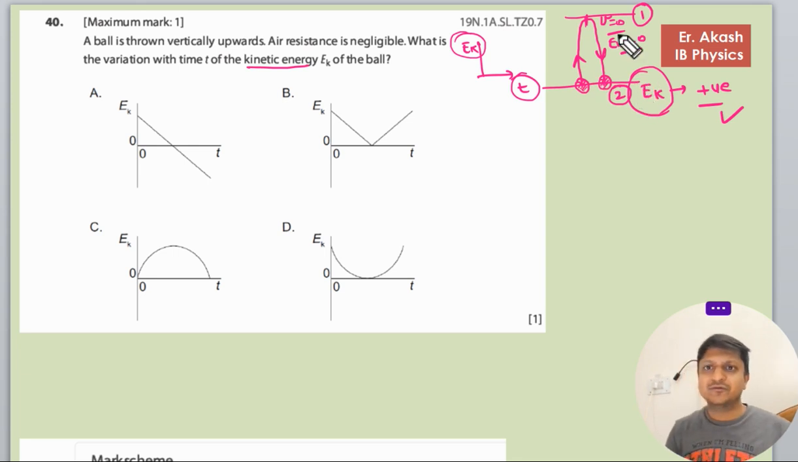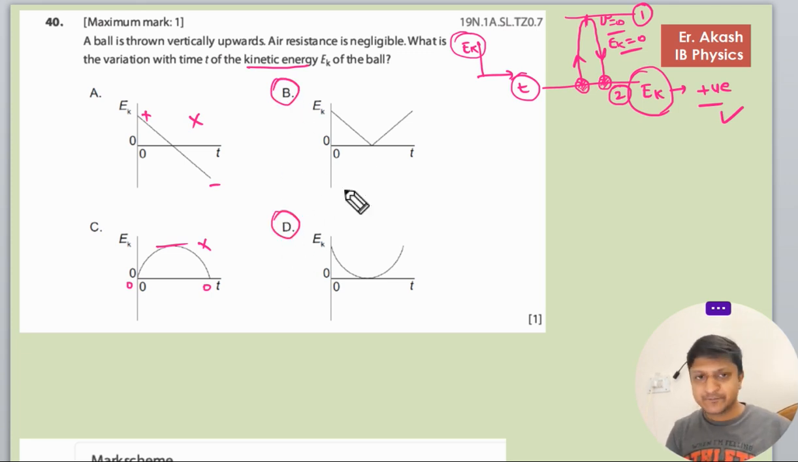So we know from this analysis that this graph is not right because this is negative and this is positive, and this is also not right because at level 2 it is showing 0 and at level 1 it is showing some value. So we are left with options B and D. So either the graph is linear or parabolic. So we have to see how we can solve this.